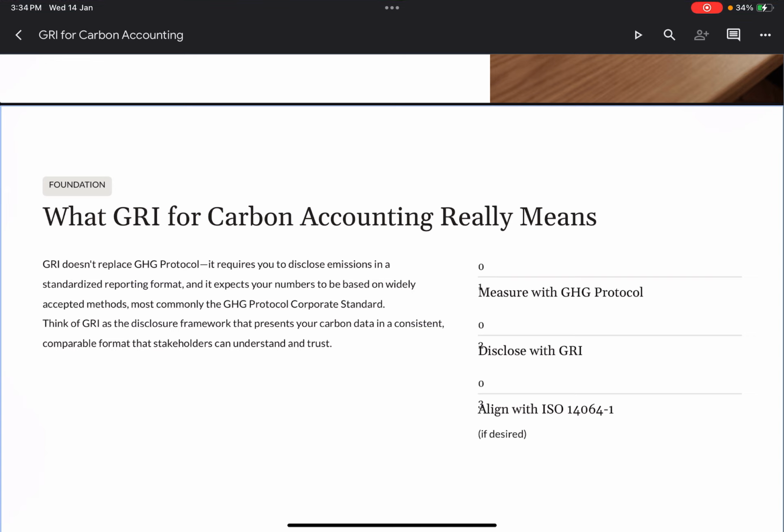It is about the disclosure of emissions in a standard reporting format. So, GRI is more about reporting the emissions in a standard reporting format, and it expects your numbers to be based on widely accepted methods. The most commonly used method is obviously the GHG protocol corporate standard.